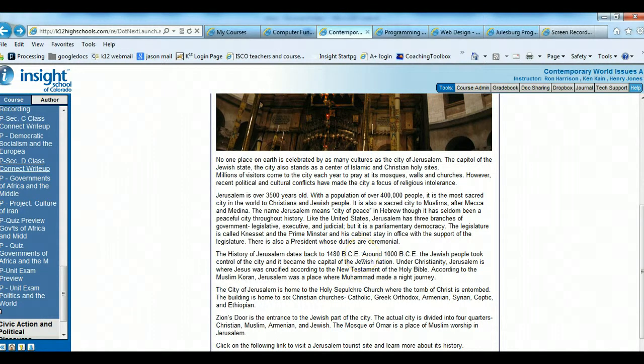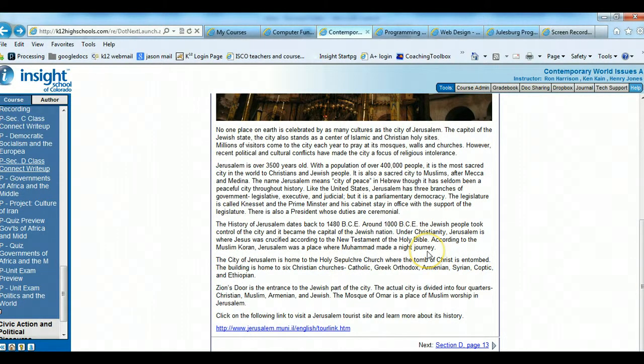And you can read all about how Jerusalem came to be. The Jewish people took control of it about 1,000 years before Christ, and it became the capital of the Jewish nation. And then Christians took over, and that's where they crucified Jesus, according to the New Testament, and also Muhammad from the Muslims was there. Then ultimately, lots of religions came to visit Jerusalem and considered it a part of their home. But finally, the city now is divided into four quarters, and you can see that these are the four quarters. There's a Christian area, a Muslim area, an Armenian area, and a Jewish area. So that's how Jerusalem is divided now. So it's divided on religion.